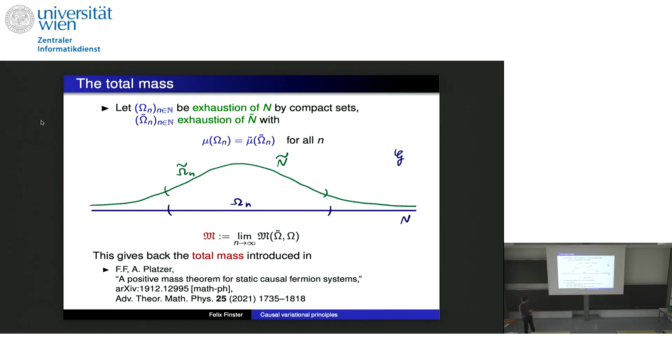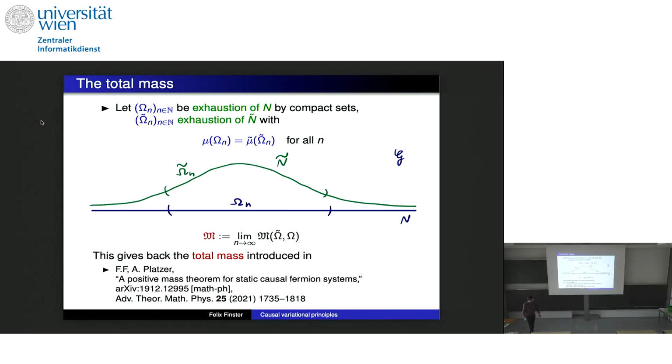Again, we have two spaces, n and n tilde, corresponding measures mu and mu tilde. And now we exhaust them by sets omega n and omega n tilde of finite volume. And we assume that the volumes are always the same. For every n, these two sets have the same volume. And now we take this positive functional, which we just had before, and take the limit n going to infinity. And it turns out that if you take this limit, then one gets back the total mass, which I introduced together with Andreas Platzer a few years ago.